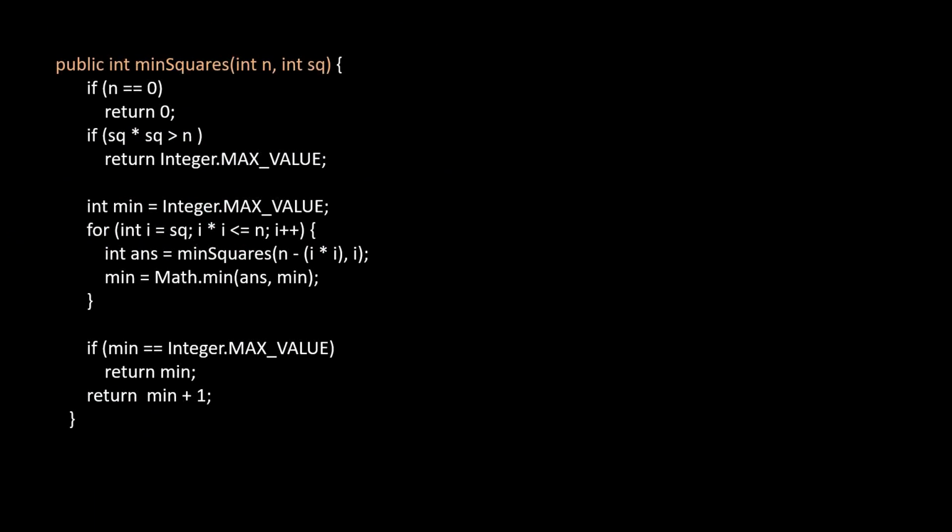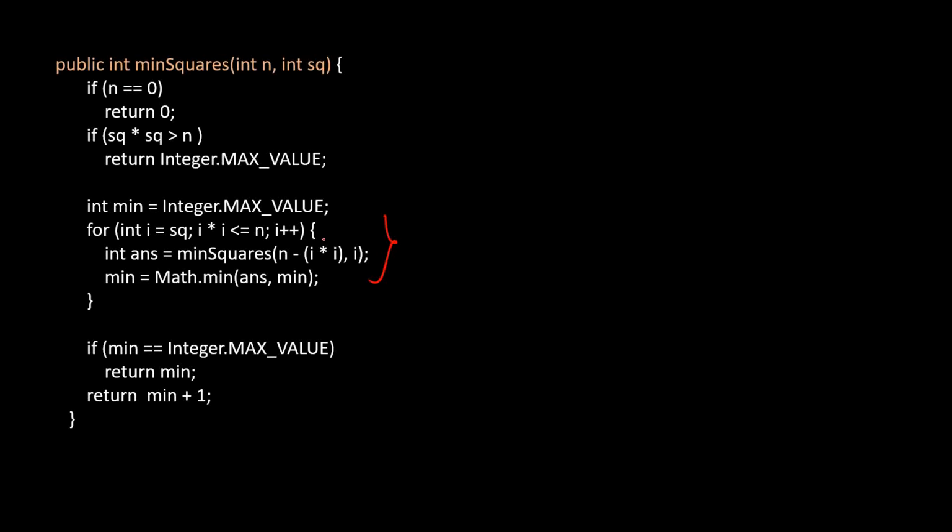This is the code for the recursive solution. Here we have two parameters, n as stated in the problem, and SQ represents the I in our previous example. So this is the base condition. If n is equal to 0, then I don't require any number. If square is greater than n, then I am returning max value.